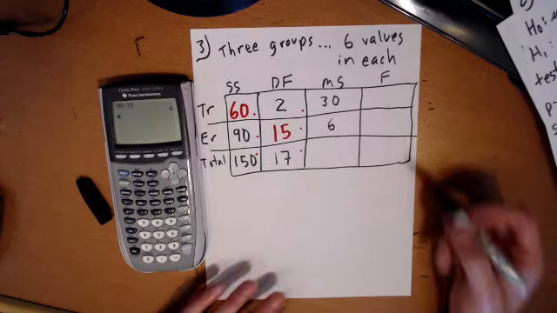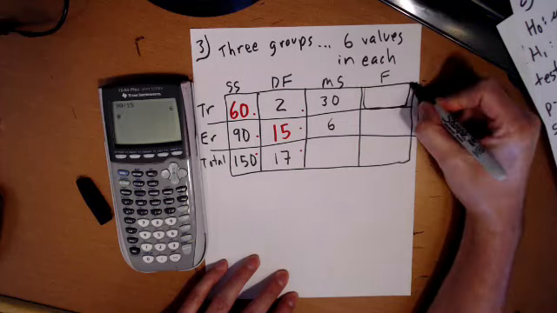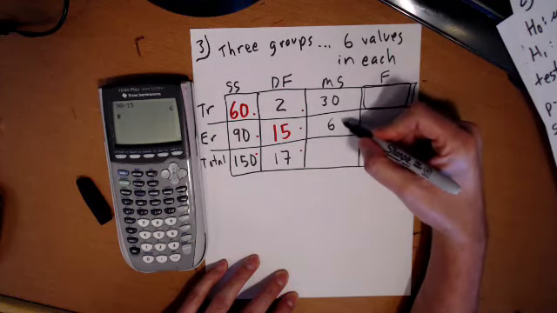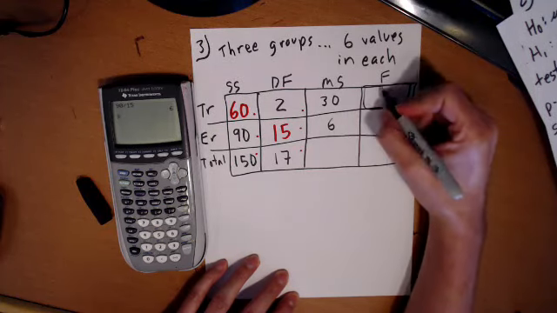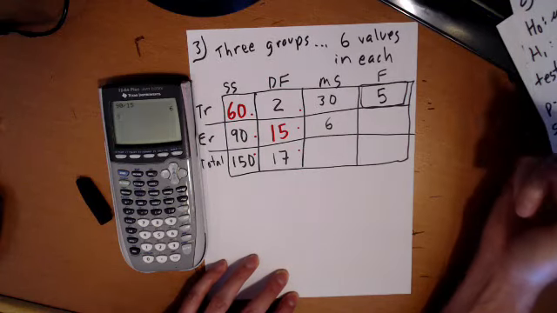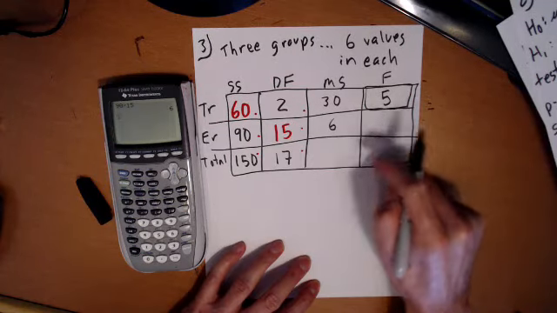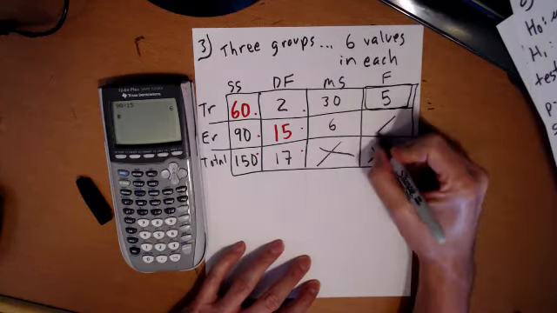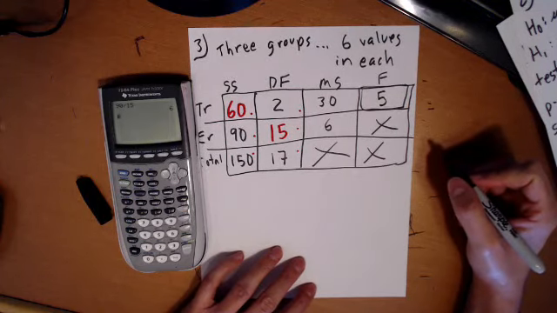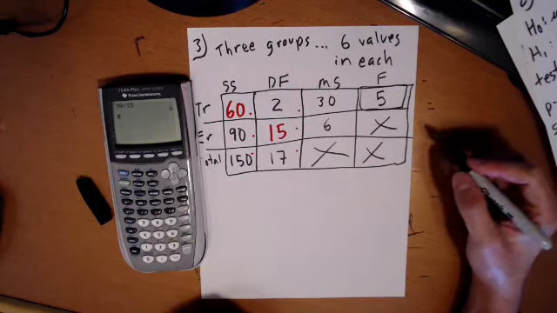And now the very last one, we're trying to get our F statistic right here. What is this divided by this? 30 divided by 6 is 5. Ta-da! Well, what goes here, here, and here? Nothing, nothing, nothing. Always? Yeah, always. Huh, that's a weird table.